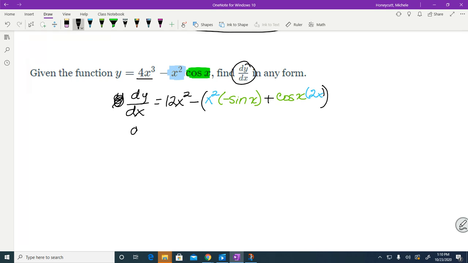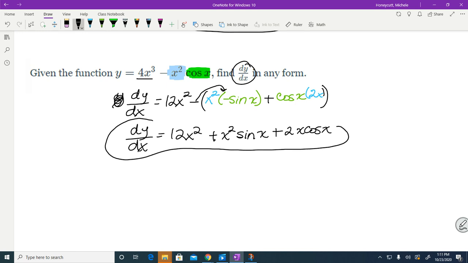So then I will simplify everything. dy dx equals 12x squared minus, let's see, if I distribute this negative, a negative times a negative is positive, so this is really plus x squared sine x plus 2x cosine of x. And this is the product rule.